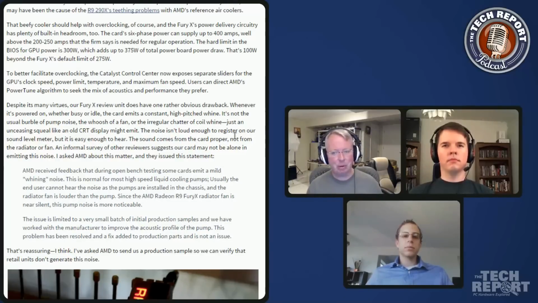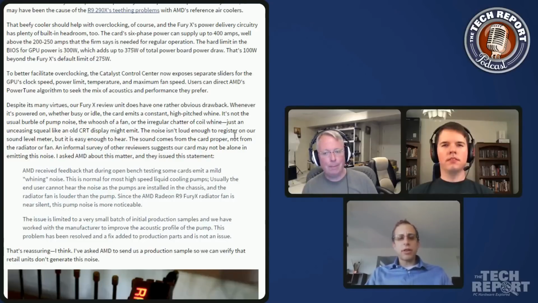I have multiple. I tested the R9 295X2, which has a water cooler. I've got a water cooler on my X99 CPU test rig that's on an open bench. I've never heard a water cooler emit this amount of high-pitched whine. It doesn't show up on a decibel meter, but it's enough to really be annoying. And it never stops. And so I'm not sure about the way that they contextualize this, like it's not a big deal.